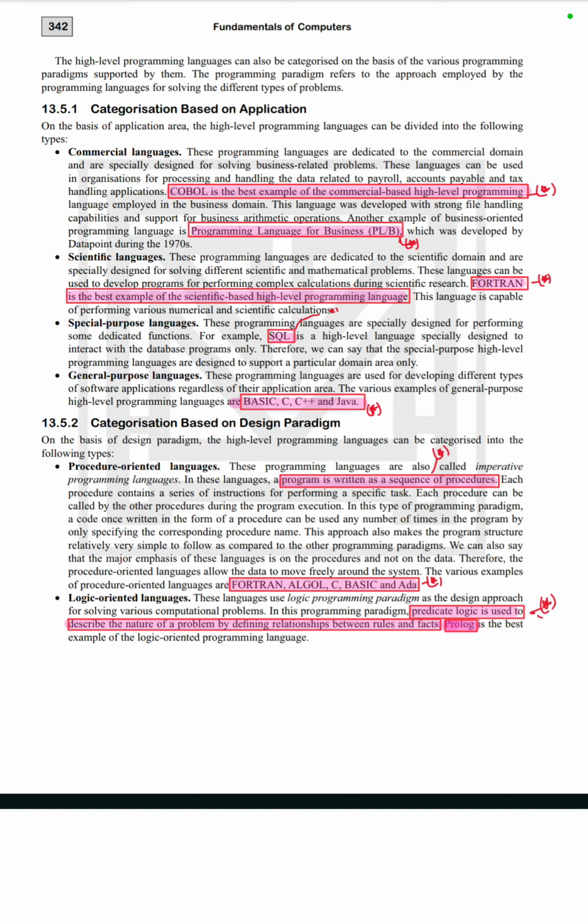Various examples of procedure oriented languages are Fortran, Algol, C, Basic, and ADA. Logic oriented languages. In this programming paradigm, predicate logic is used to describe the nature of a problem by defining relationships between rules and facts. Prolog is the best example of the logic oriented programming language.